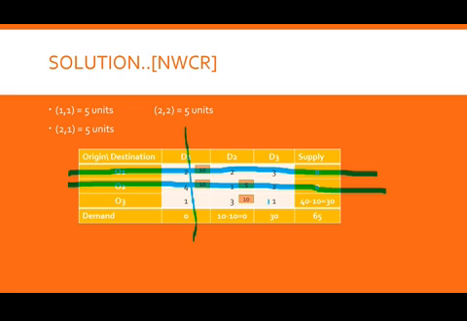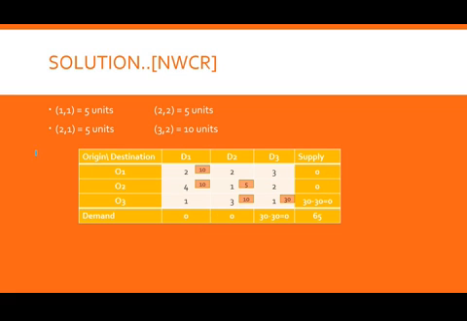So in this, the top left corner is obviously O3D2. So here I am supposed to make an allocation. How much? Demand is 10, supply is 40. So you can satisfy only 10 units. So demand becomes 10 minus 10, 0. Supply becomes 40 minus 10, 30. So I get an allocation of 10 units across 3 comma 2.